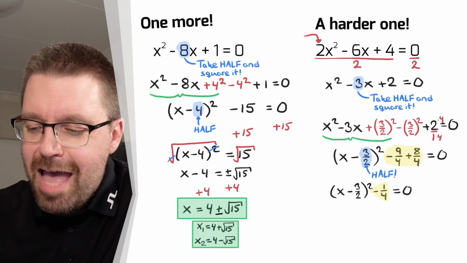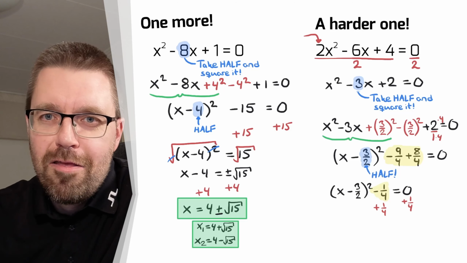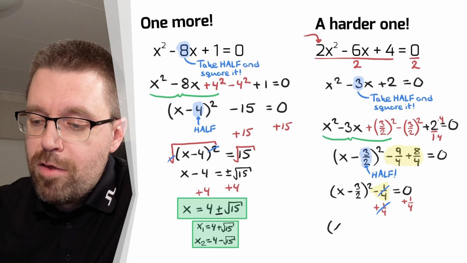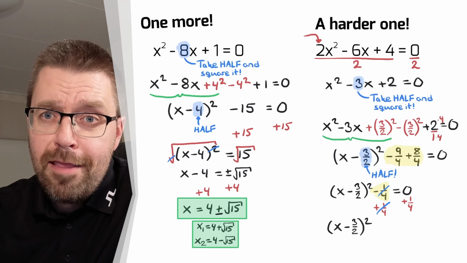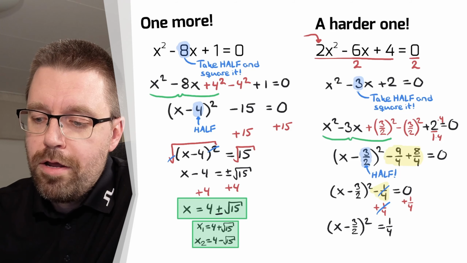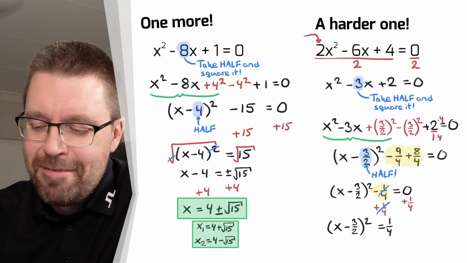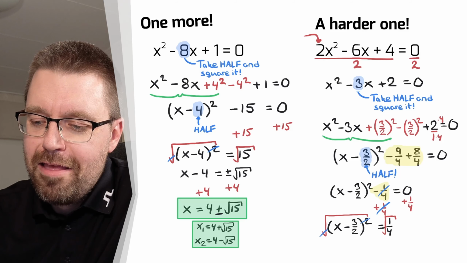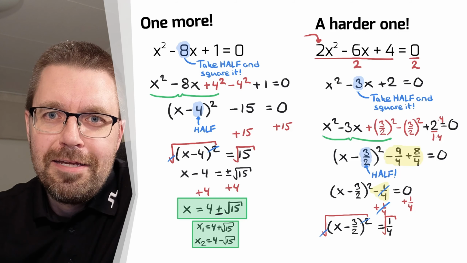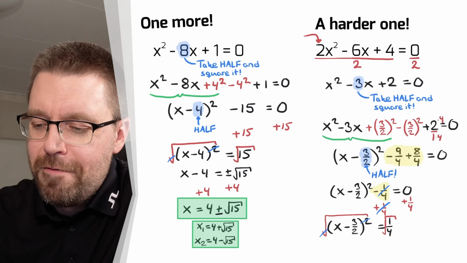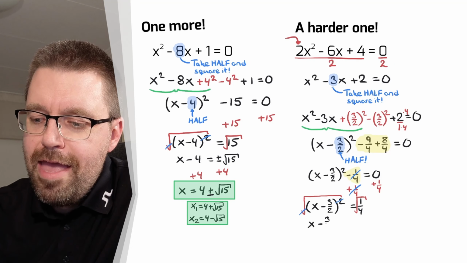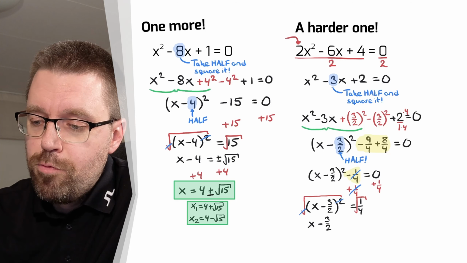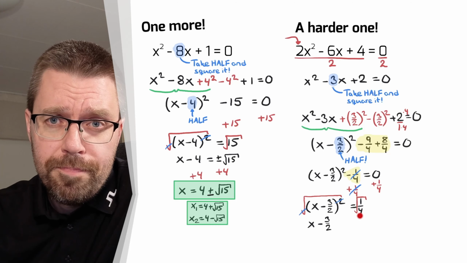And then I add 1 quarter to both sides of the equation. At the left, I only have the square left, like this. And at the right, I have 1 quarter. And then I take the square root of both sides. And of course, I cancel the square root and the exponent with each other. Now I only have x minus 3 halves at the left, and at the right I have the square root of 1 quarter.